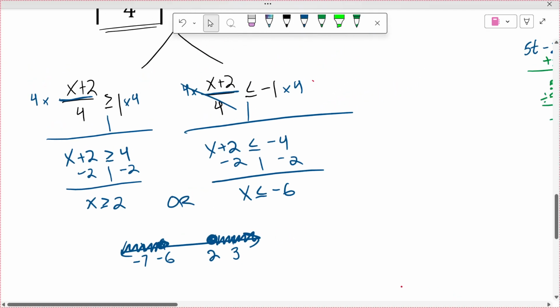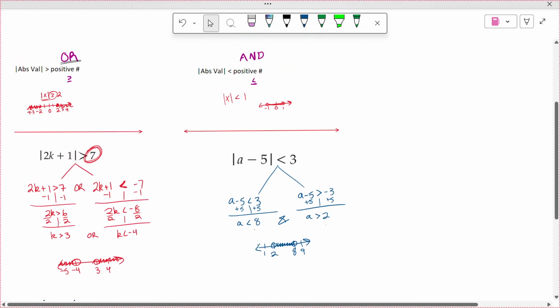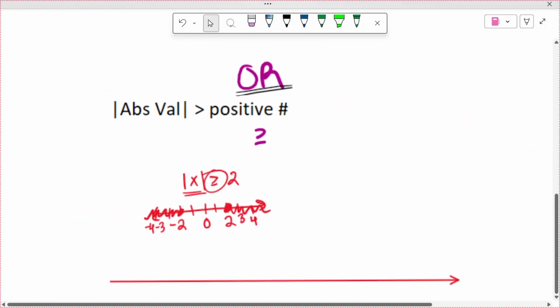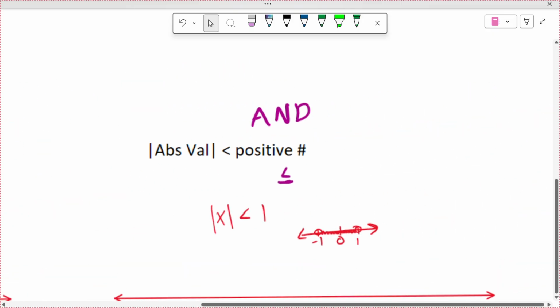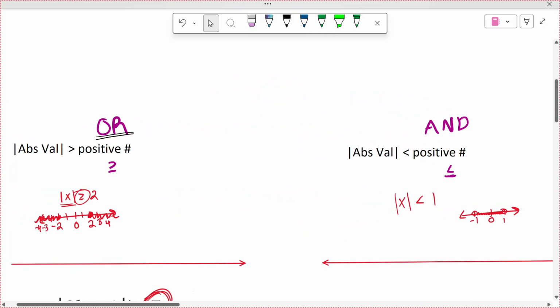So that's absolute value inequalities. Again, kind of the big takeaways. If it's greater than a positive number, you got an OR problem, treat it like an OR problem. If you have it less than a positive number, AND problem, treat it like an AND problem.